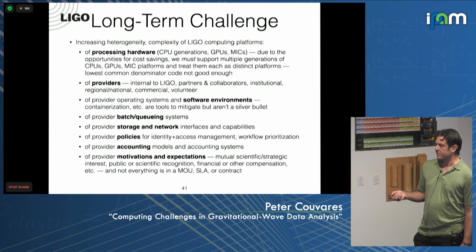And very little of these motivations and expectations are encoded in a memorandum of understanding or a service level agreement or a contract.